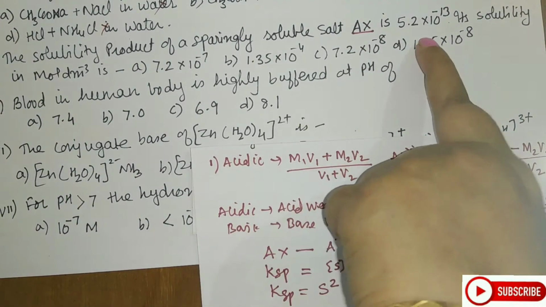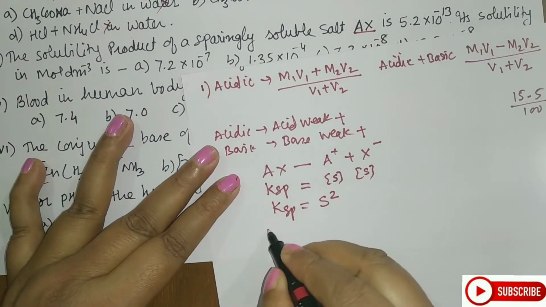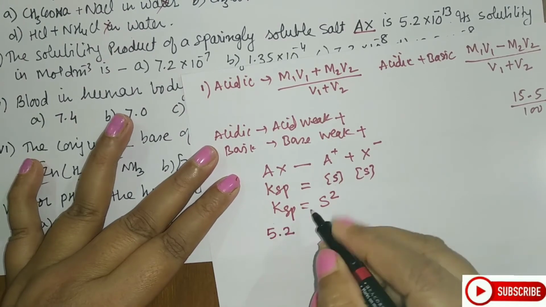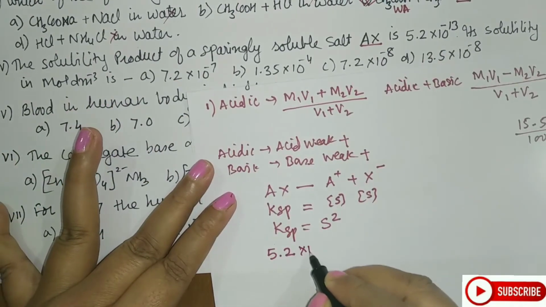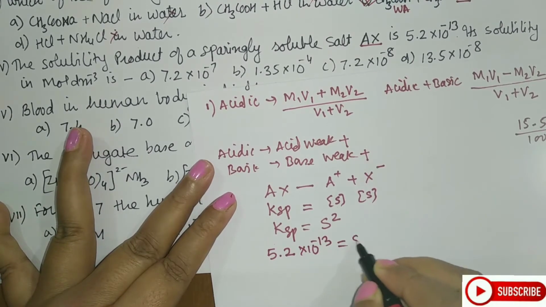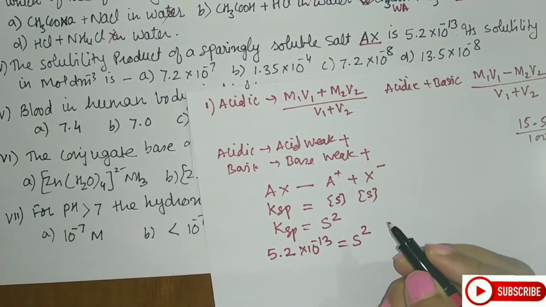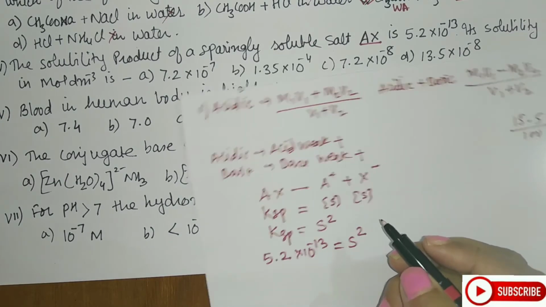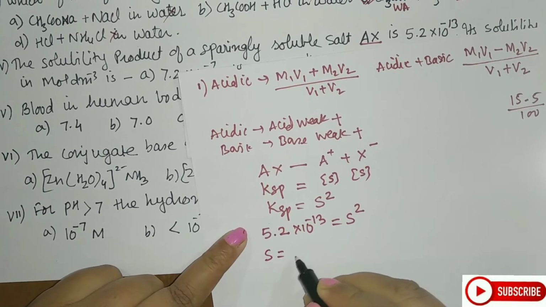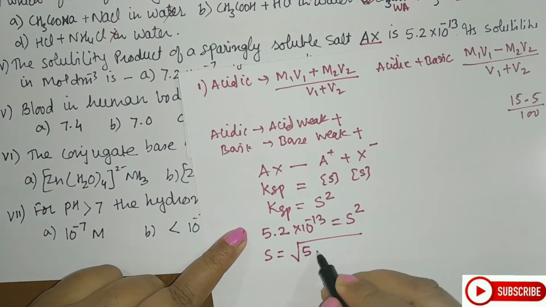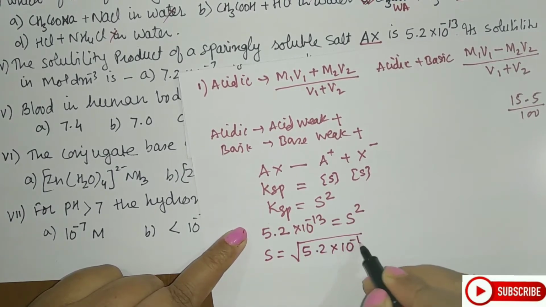Now they have given the solubility product. So substitute here. It will be 5.2. How much is given, student? Into 10 raised to minus 13 is equal to S square. And they are asking you to calculate the solubility. For that, let us solve this problem. Now I will remove this. So it will be S is equal to under root of 5.2 into 10 raised to minus 13.